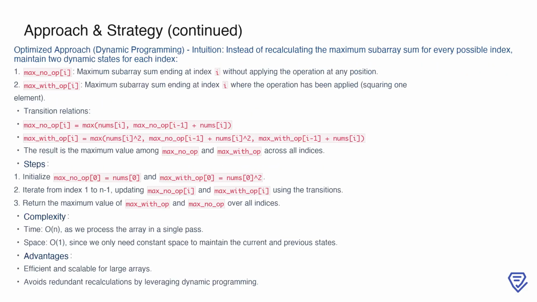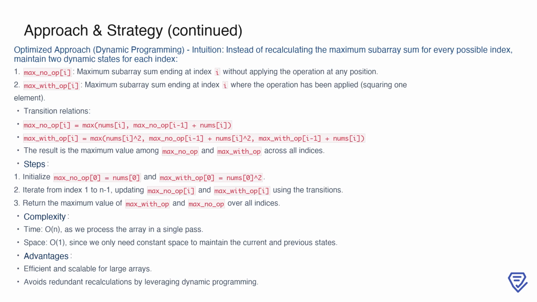To address the inefficiency of the brute force method, we can use an optimized approach based on dynamic programming. The key insight here is to maintain two dynamic states for each index: the maximum subarray sum ending at that index without applying the operation, and the maximum sum where the operation has been applied to one element. We define these states as max_no_op and max_with_op.